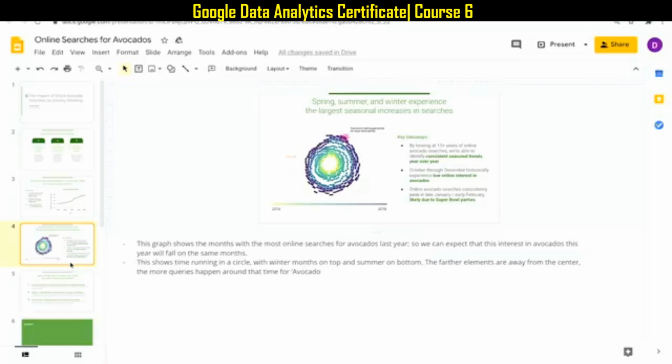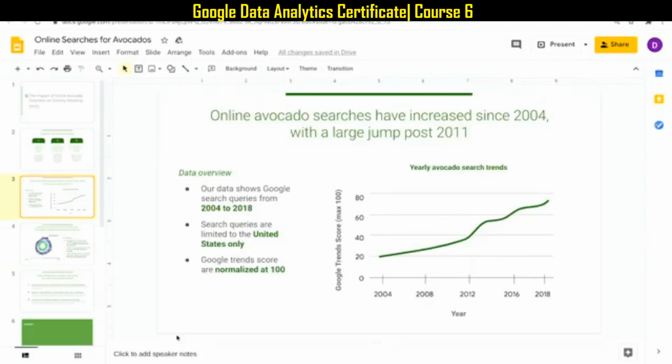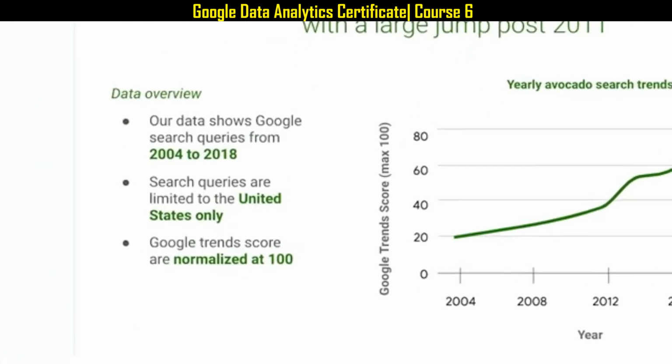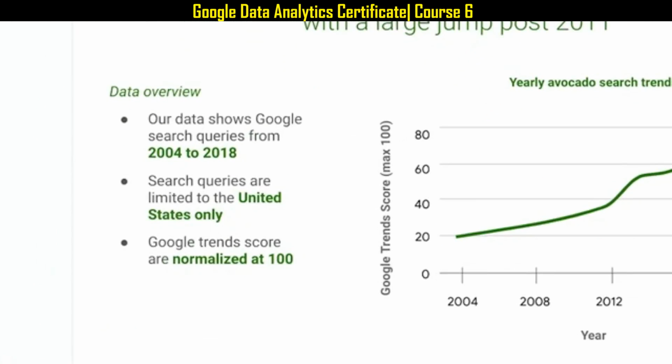Here's another potential data viz that we want to use. We can frame it for our audience by including some of our metrics. There's an explanation of what time period this data covers. Our data shows Google search queries from 2004 to 2018. Where we gathered this data from, search queries are limited to the United States only, and a quick explanation of how the trends are being measured. Google Trend scores are normalized at 100.